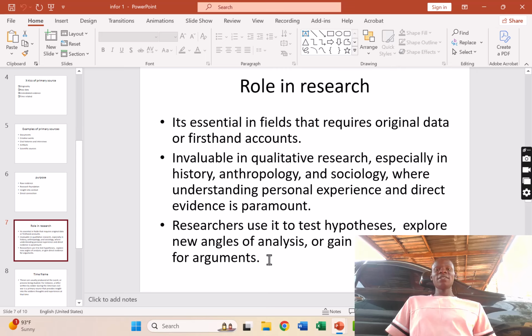Then you also have researchers using it to test hypotheses, explore new angles of analysis, or gain direct evidence for arguments. Yeah, this one we can take you back to parliament. In parliament, you can't argue on what you don't understand. You need to gather information, then use it in accordance with what is needed.